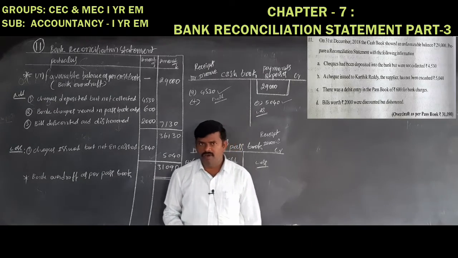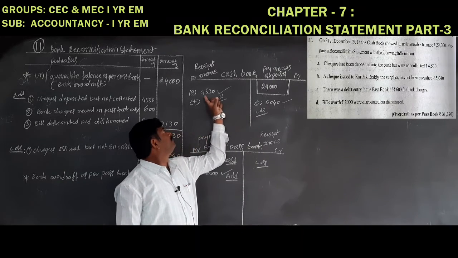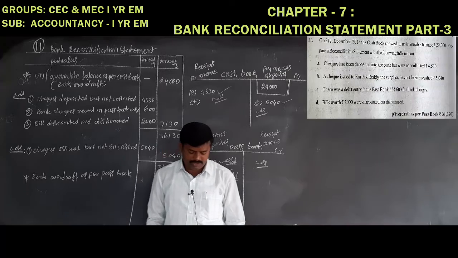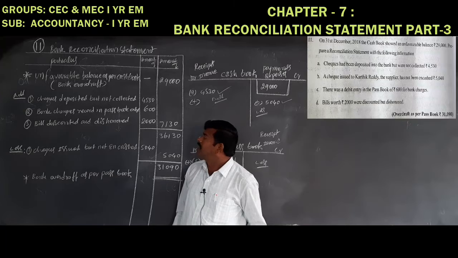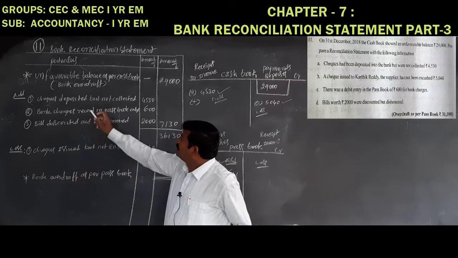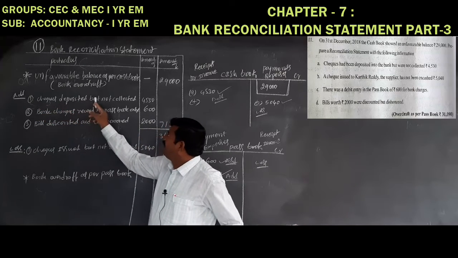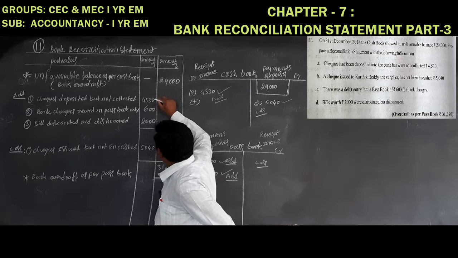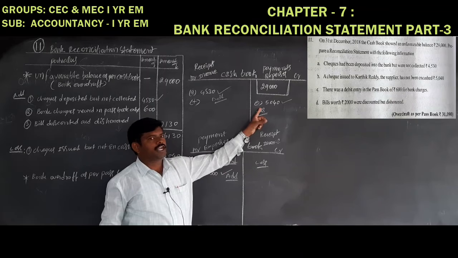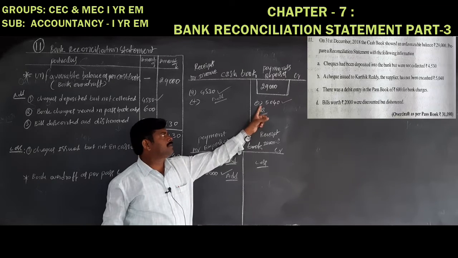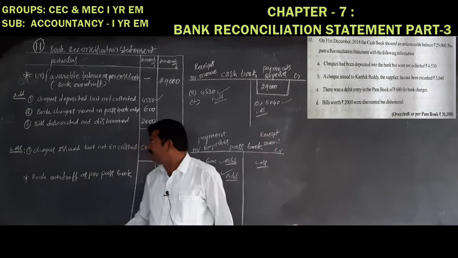And come to it one by one. First one, A: cheque deposited but not collected. So here also, this is under add items. This is the first one. Next one, B: cheque issued but not encashed. This is B, so it must be recorded under less items.